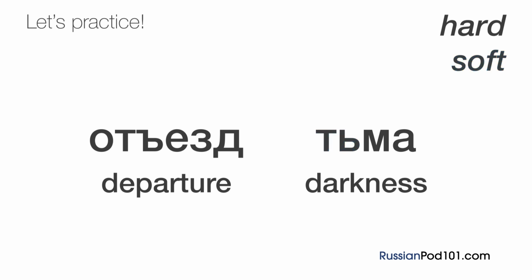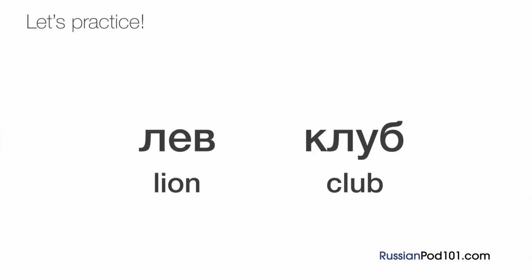We covered hard and soft consonants and palatalization in lesson 7. What about these words? Лев. Клуб. Did you remember to devoice the final consonant? The final consonant in the first example should be pronounced as an F, while the second should be pronounced as a P. Many Russian words have a tendency to devoice the final consonant, so don't be fooled. They are pronounced differently than how they are spelled.